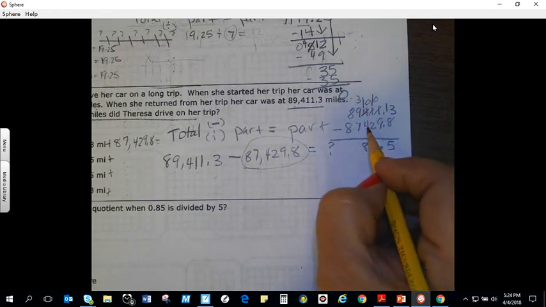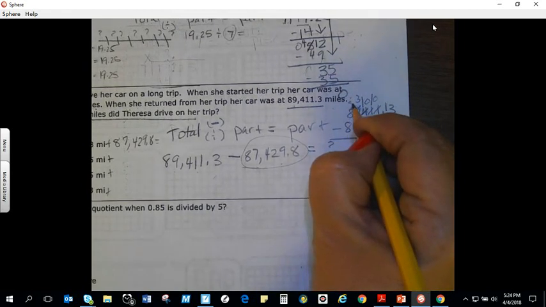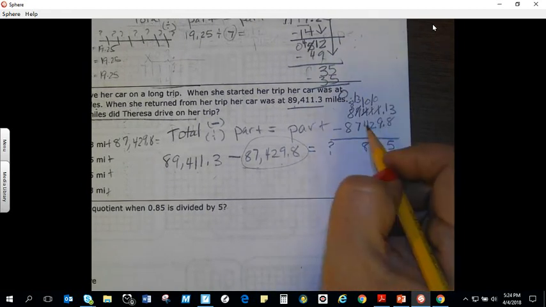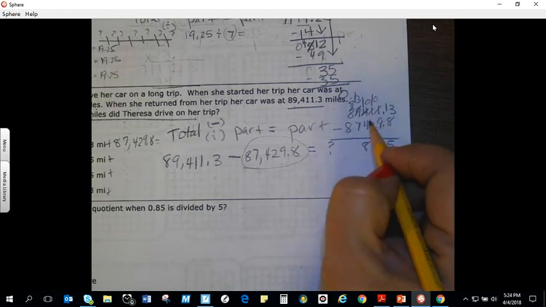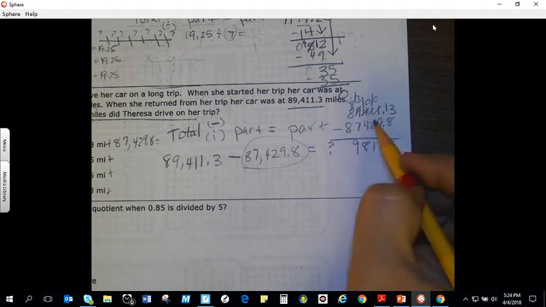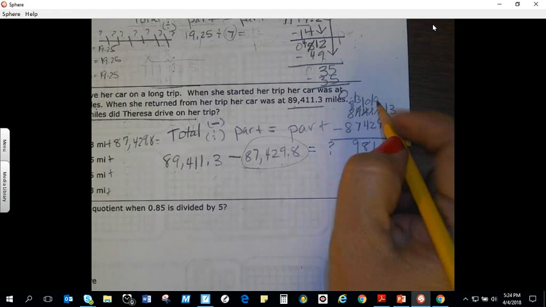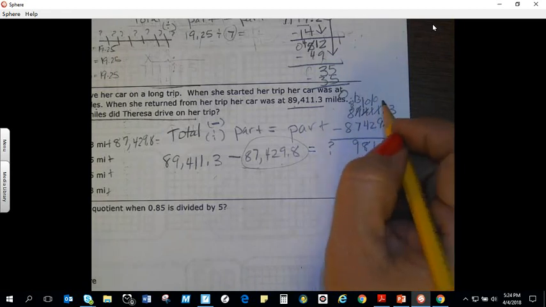Can't take 4 out of 3, so I'm going to regroup. That becomes an 8. That becomes a 13. So 13 minus 4 is 9. And please give yourself more room than what I'm giving here, because I'm just kind of having to eyeball it, and I don't want you to do that. So use more paper and more room.